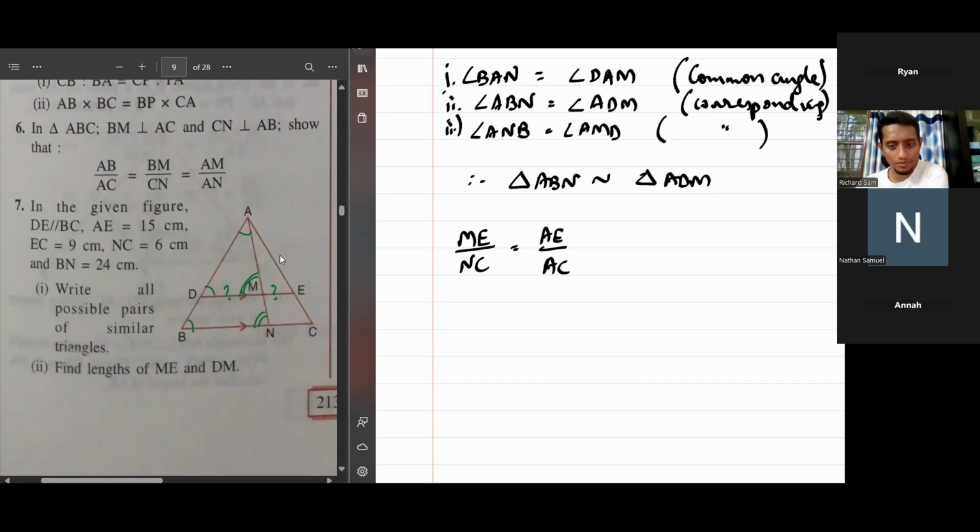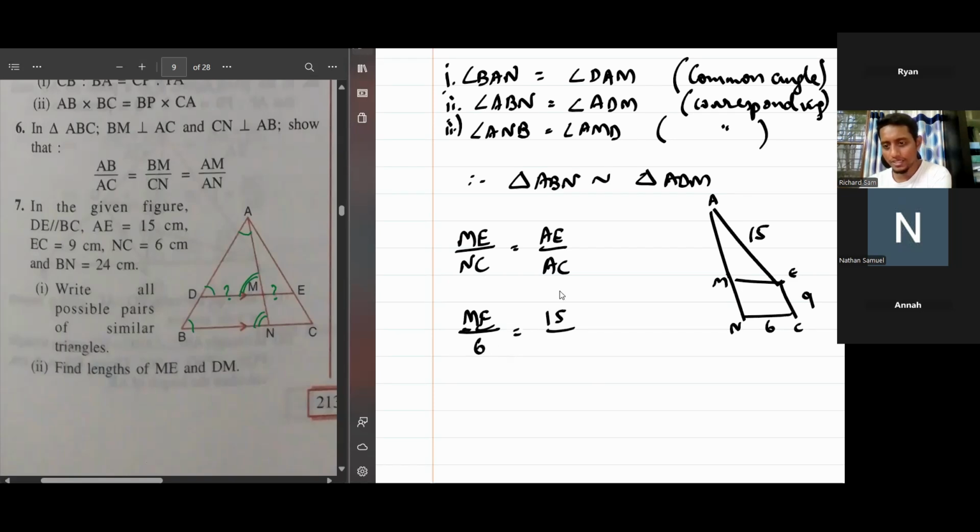Okay, AE is how much? We can just draw that separately. AE is 15 and EC is 9 and NC is 6. Okay, so we have the values. ME is what we have to find. ME upon NC is equal to AE upon AC, so ME upon 6 is equal to 15 upon AC. How much is AC? AC is 15 plus 9, so 24. Got it?